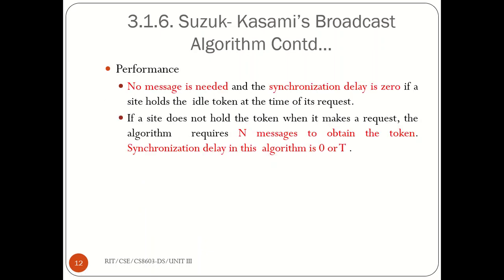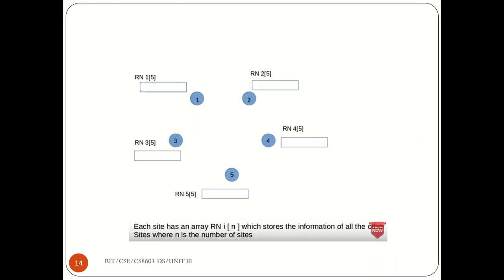Next, performance. If the site already holds the idle token, no message is needed and the synchronization delay is 0. Otherwise N messages are needed to obtain the token, and the synchronization delay in this algorithm is 0 or T time.